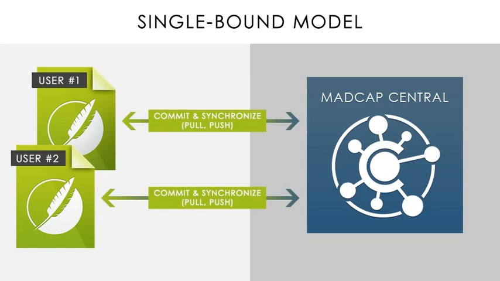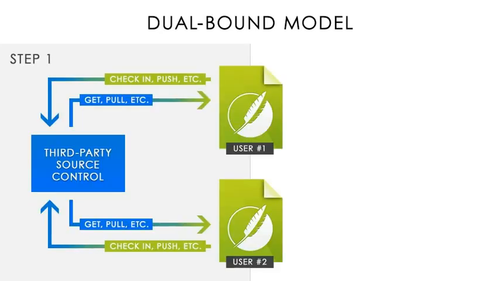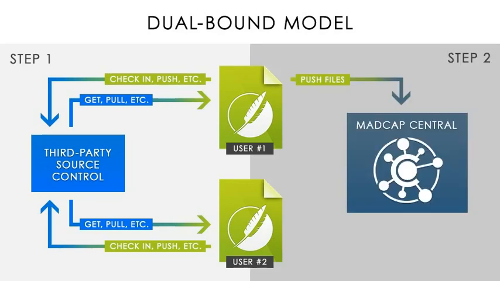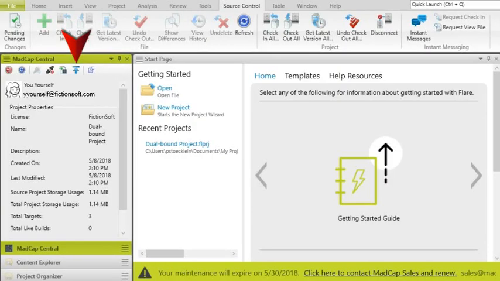It's up to you. But if you decide you want to use the dual-bound model, you'll work just as you normally would with your main version control tool. When you want to move your latest files up to Central so you can build output, you click the Push button in the MadCap Central window pane.